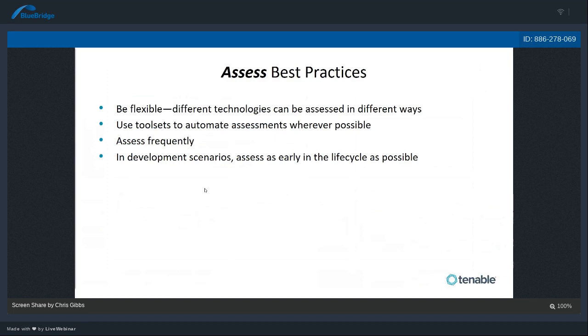Automate wherever possible. As I said earlier on, use the tools in the way they're designed to be used with scheduling and using any automation integrations that you can. You have other technologies in the business that we can integrate with. Perfect. Let's use those technologies. Maybe you have a SIEM, maybe you have a ticketing system, a patch management system. Let's integrate. Let's make things as easy as possible. As I said earlier on, try to assess as frequently as possible. It's going to vary per person.